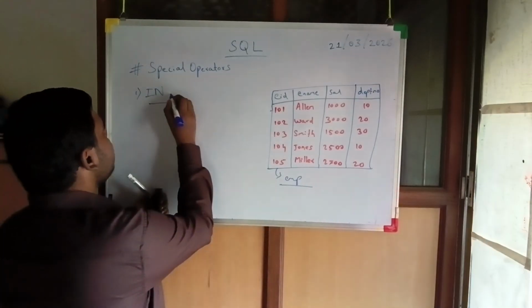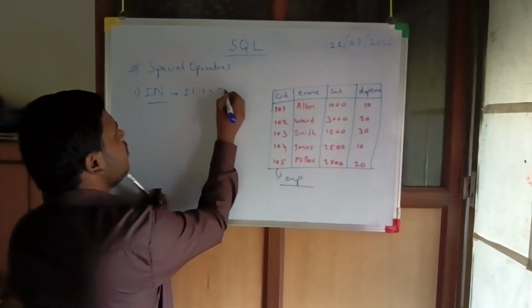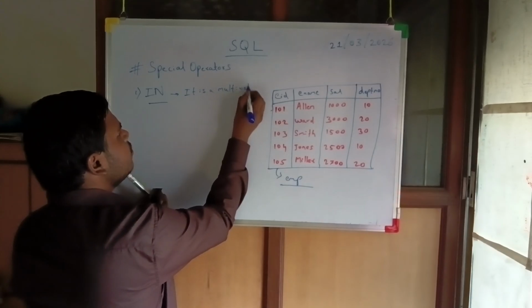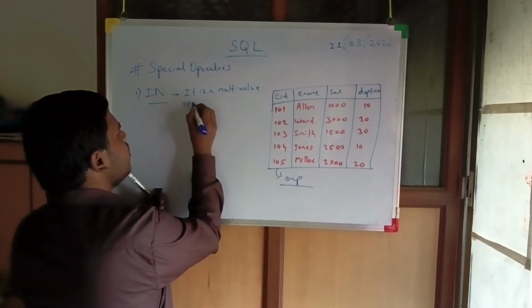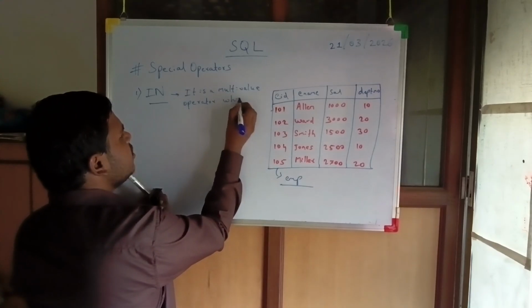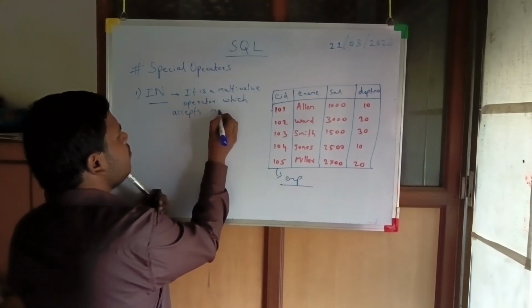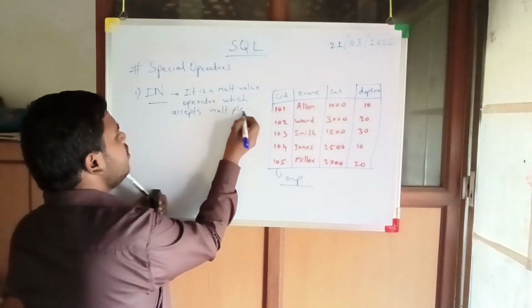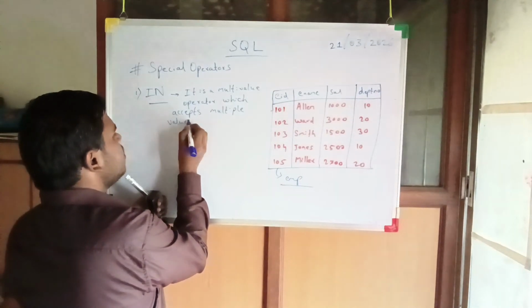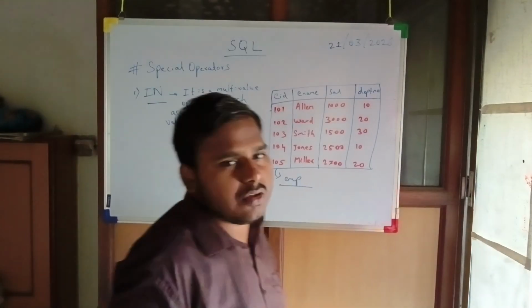So what is the role of the IN operator? It is a multi-value operator which accepts multiple values at the RHS. That is the simple definition of the IN operator.